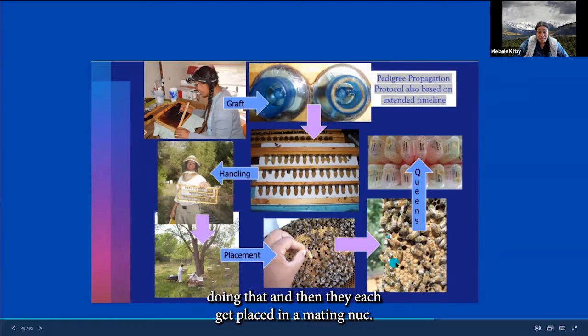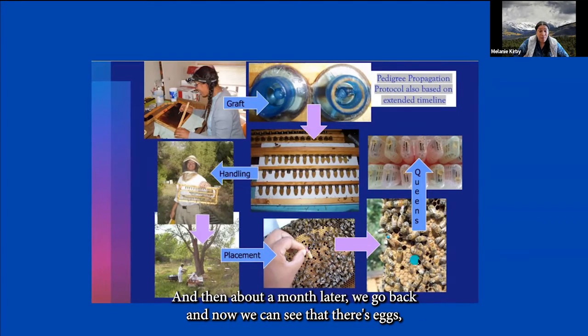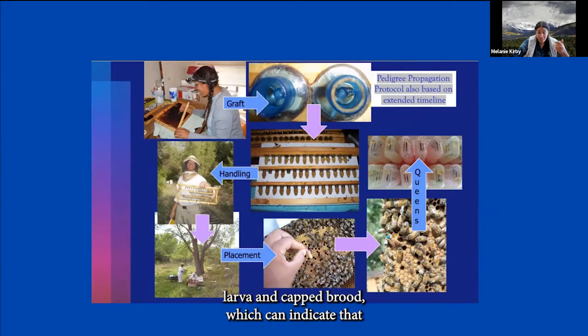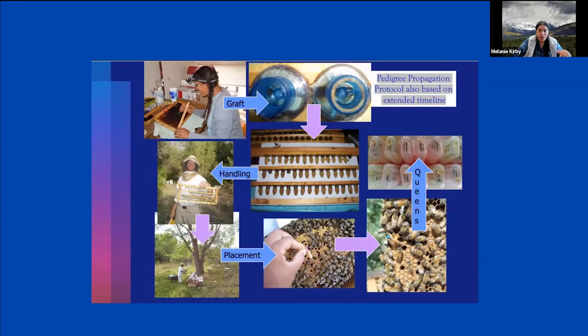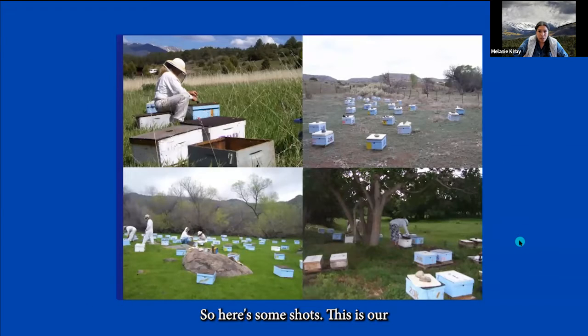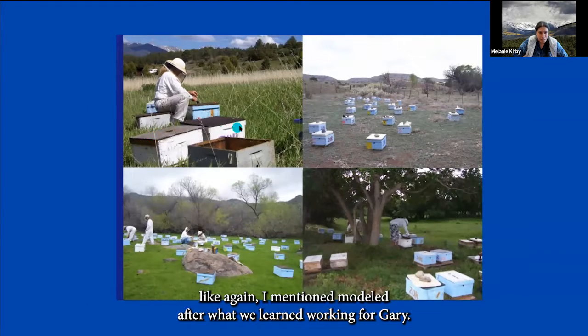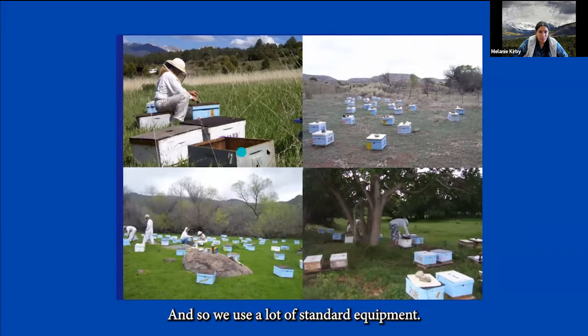And then they each get placed in a mating nuke. And then about a month later, we go back, and now we can see that there's eggs, larvae, and capped brood, which can indicate that mating was successful, because we can see worker brood that's capped. Then they get caught, meaning harvested. And then if we bank them, it's usually just for a couple days, although I've banked up to a couple weeks if need be, but I try and get queens out right away for folks. So here's some shots. This is our, again, I mentioned modeled after what we learned working for Gary. And so we use a lot of standard equipment.